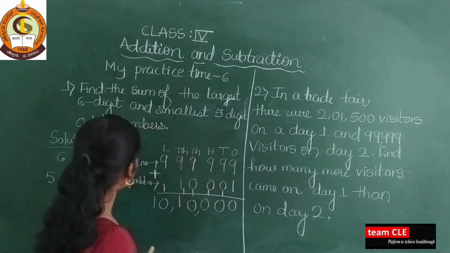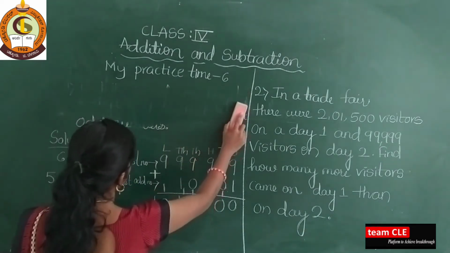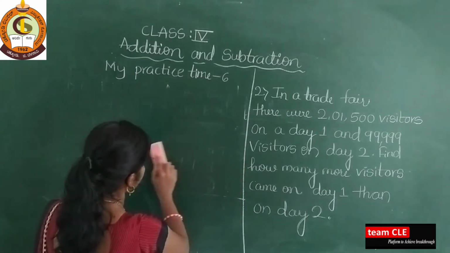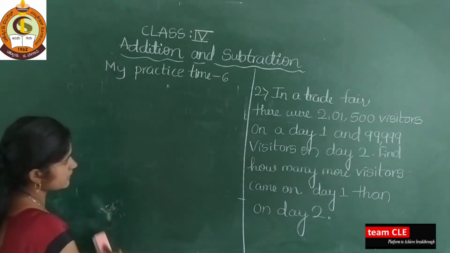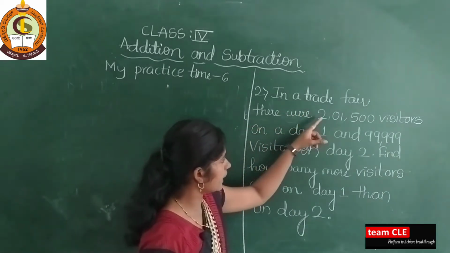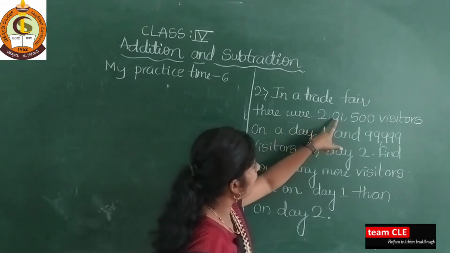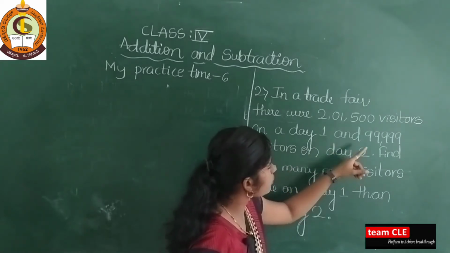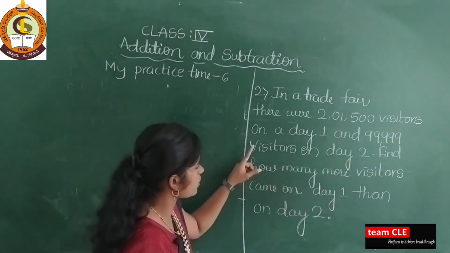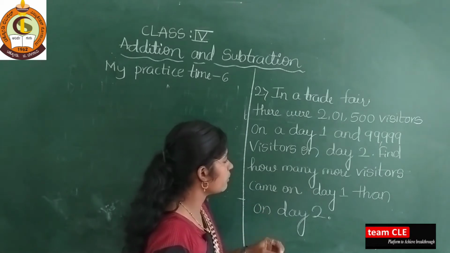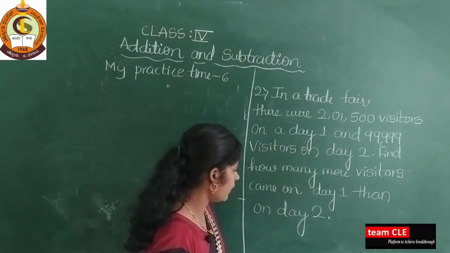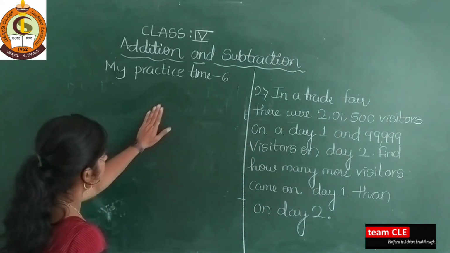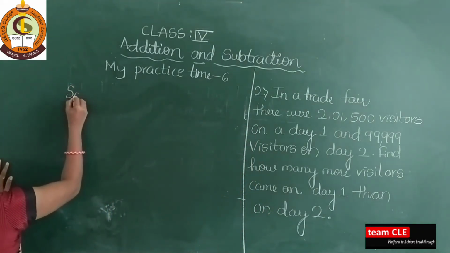So let us solve that example from your My Practice Time, second question. In a trade fair, there were 2,01,500 visitors on day 1 and 99,999 visitors on day 2. Find how many more visitors came on day 1 than on day 2. So I will solve the solution. First again you write here solution.